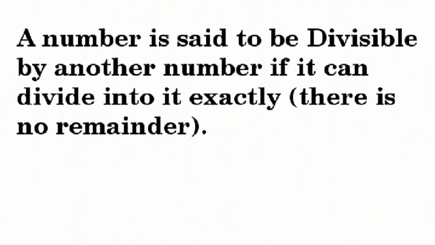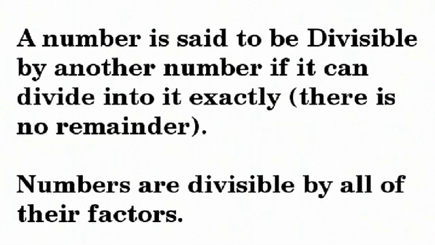A number is said to be divisible by another number if it can divide into it exactly. There is no remainder. Numbers are divisible by all of their factors.